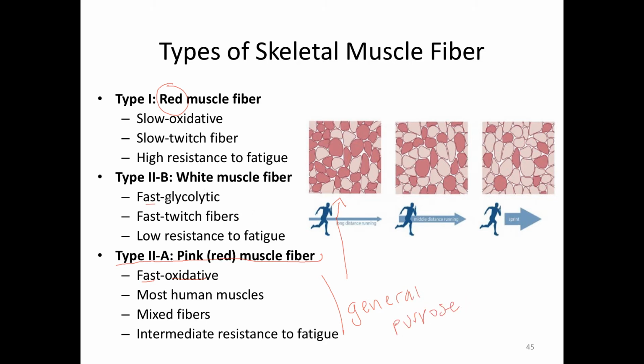White muscle fibers are fast glycolytic. They are fast twitch fibers, and these have low resistance to fatigue, but they can produce a lot of power very quickly. So these are muscles that you might use to sprint or perform short burst feats of strength, throwing things or jumping, for example. Those would be times when you would want to use white muscle fiber. That concludes our discussion of the physiology of skeletal muscle, and in the next portion of the presentation, we're going to move on to the structural details of the muscle as an organ.